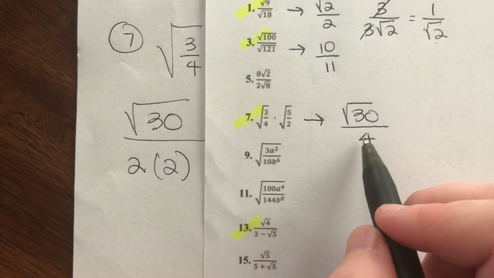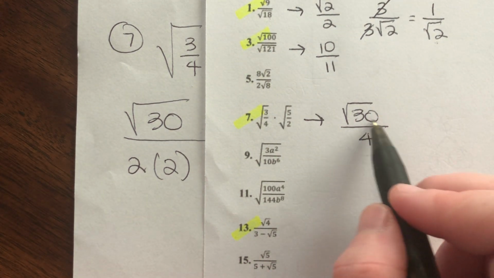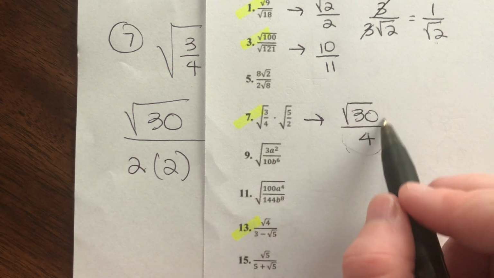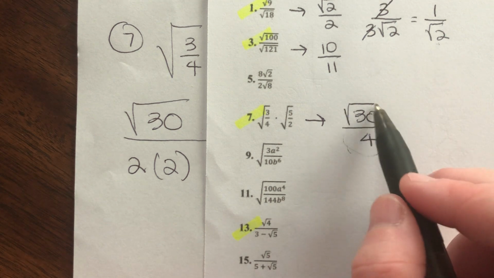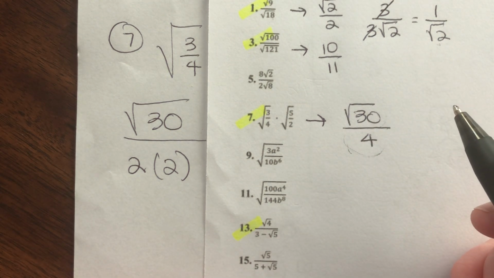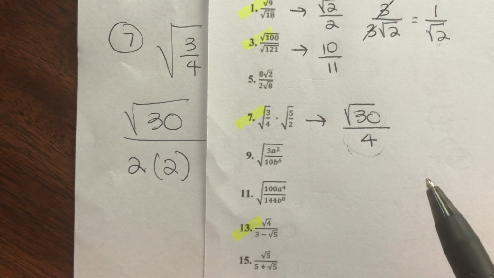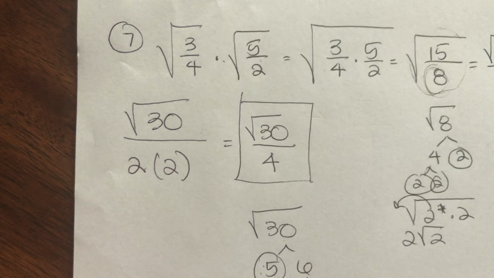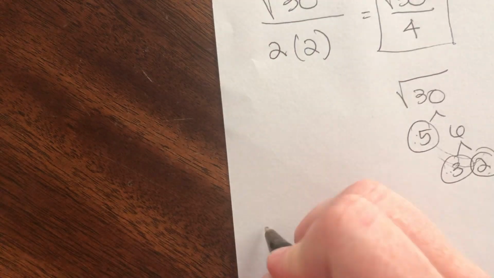So the biggest thing here is that you do not want a radical sign left in the denominator. And if you can simplify anything under the radical sign, do it. In this case, 30 looks like we should be able to simplify it, but we can't. We tried and nothing happens, so we're just going to leave it like that. All right, then we're going to go down to number 13. Actually, I'm going to do number 10 next.